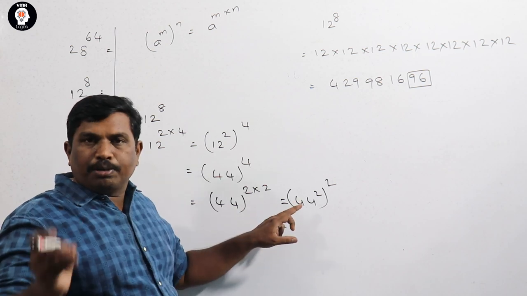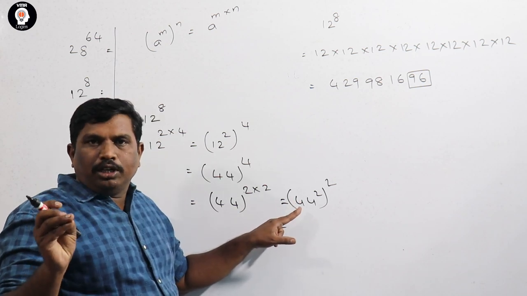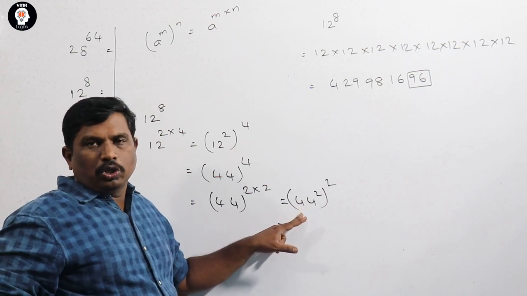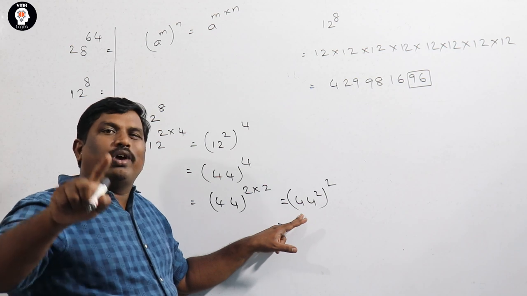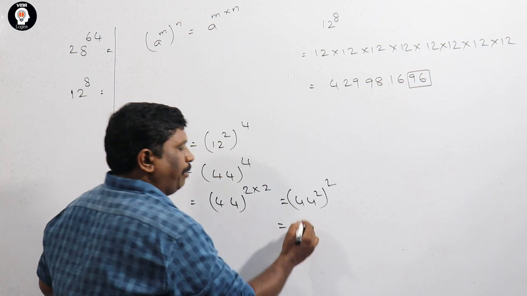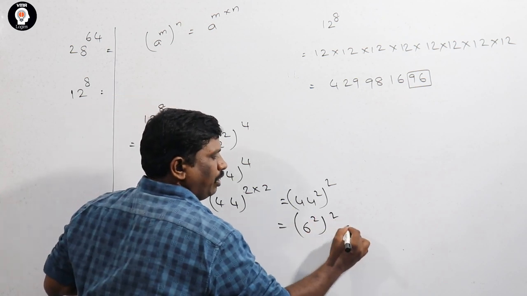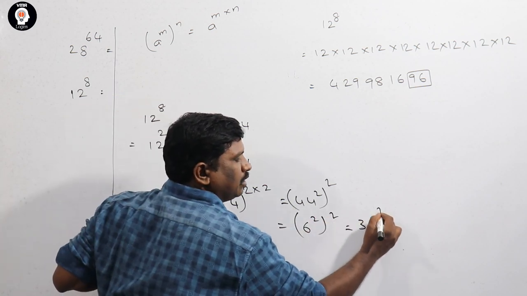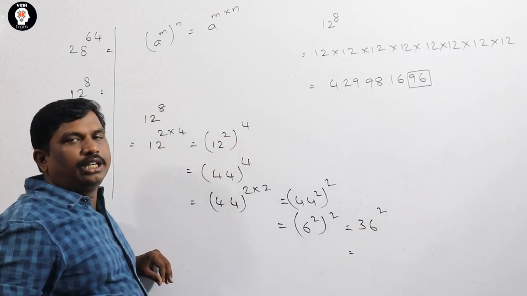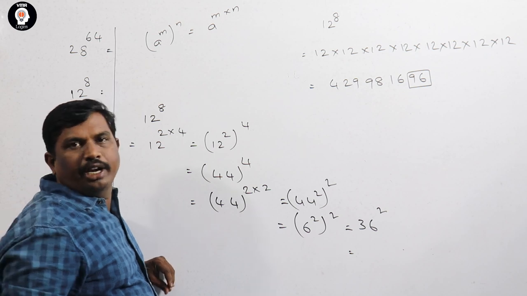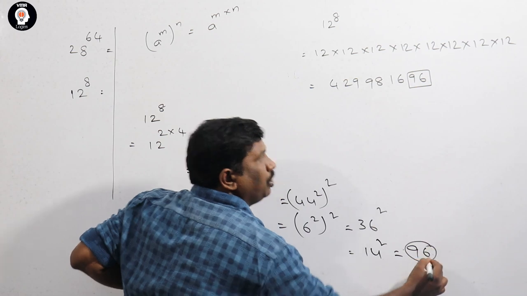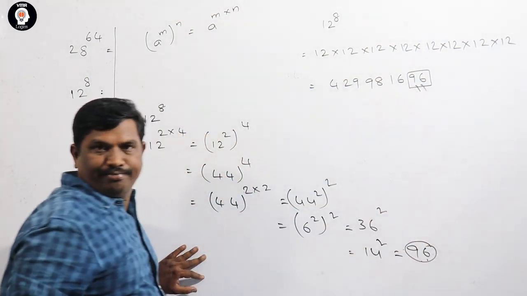See, just search for a little smaller number. Saying the last two digits of 44 square is a little difficult, so 50 minus 44, 6 square, has the same last two digits. So I am writing 6 square whole square. 6 square's last two digits are 36, so 36 square. Now 36 square is difficult, so 50 minus 36, which can be written as 14 square. 14 square is 196, so the last 2 digits are 96. Check it. The last 2 digits are 96.